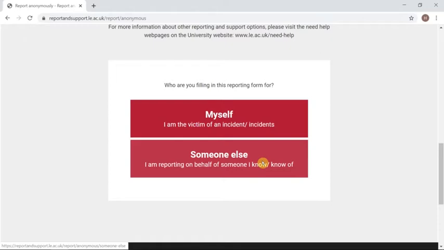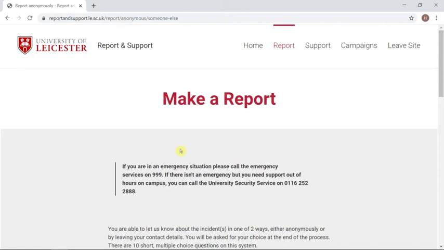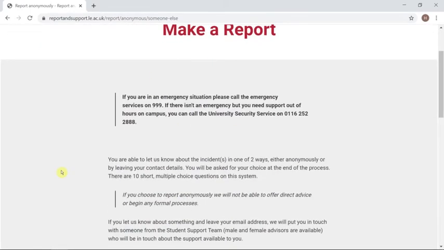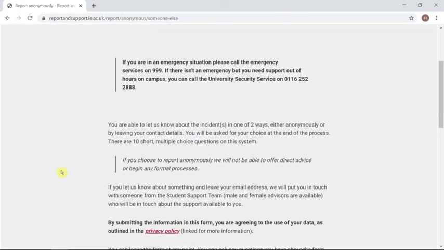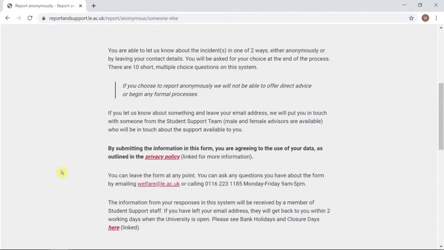For the purpose of this video guide for staff, we will select on behalf of someone else. The questions for both options are the same, just worded slightly differently. The overview information from the previous page is then repeated to try and ensure that it's read properly.